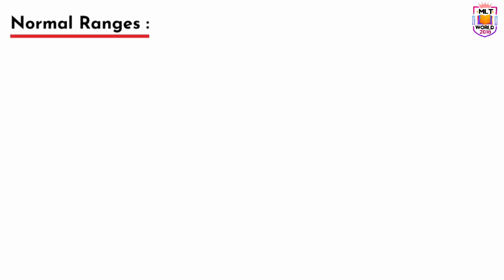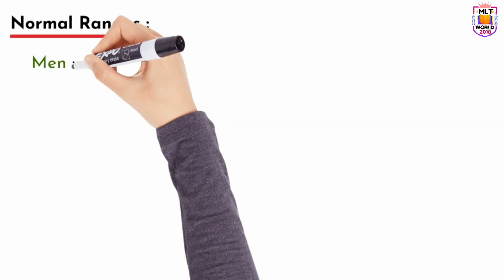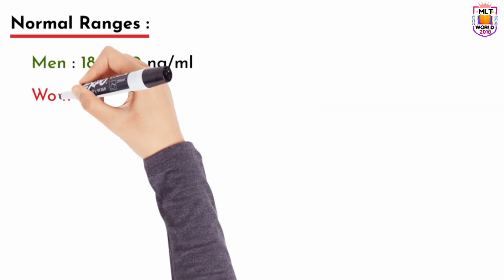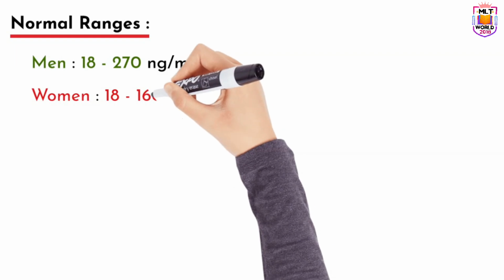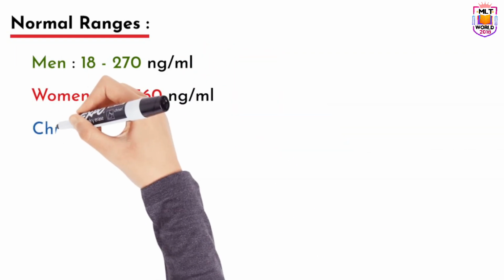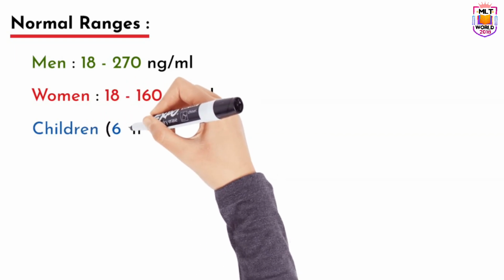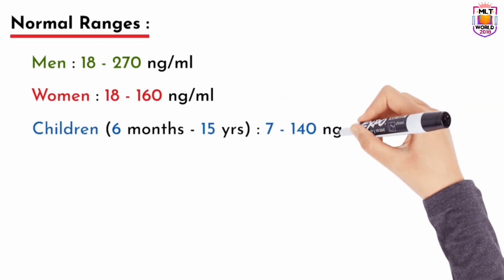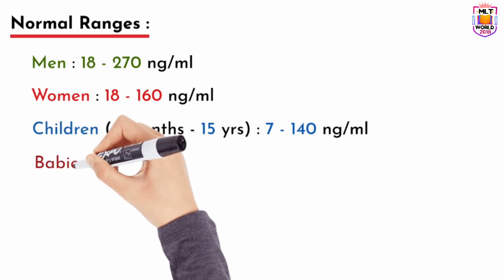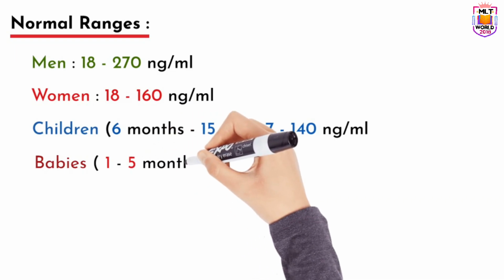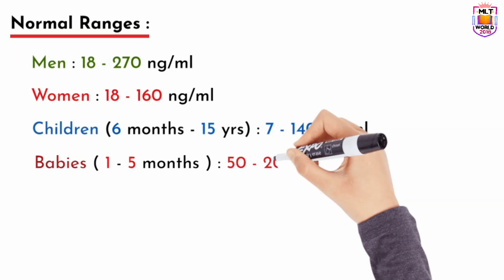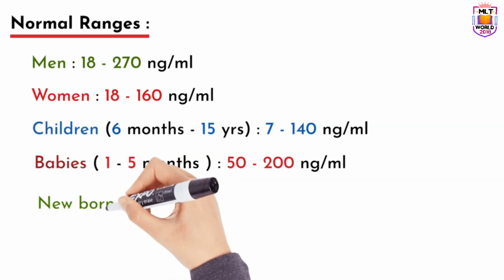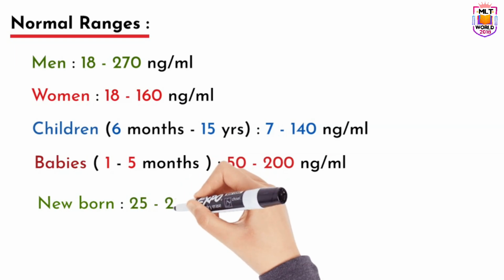Ferritin is normally reported as nanogram per ml, and also microgram per liter, which is the same. In men it will be 18 to 270 nanogram per ml. In females it will be 18 to 160 nanogram per ml. In children from 6 months to 15 years or until puberty, it will be 7 to 140 nanogram per ml. In babies from 1 to 5 months, it will be 50 to 200 nanogram per ml, and in newborns it will be 25 to 200 nanogram per ml.